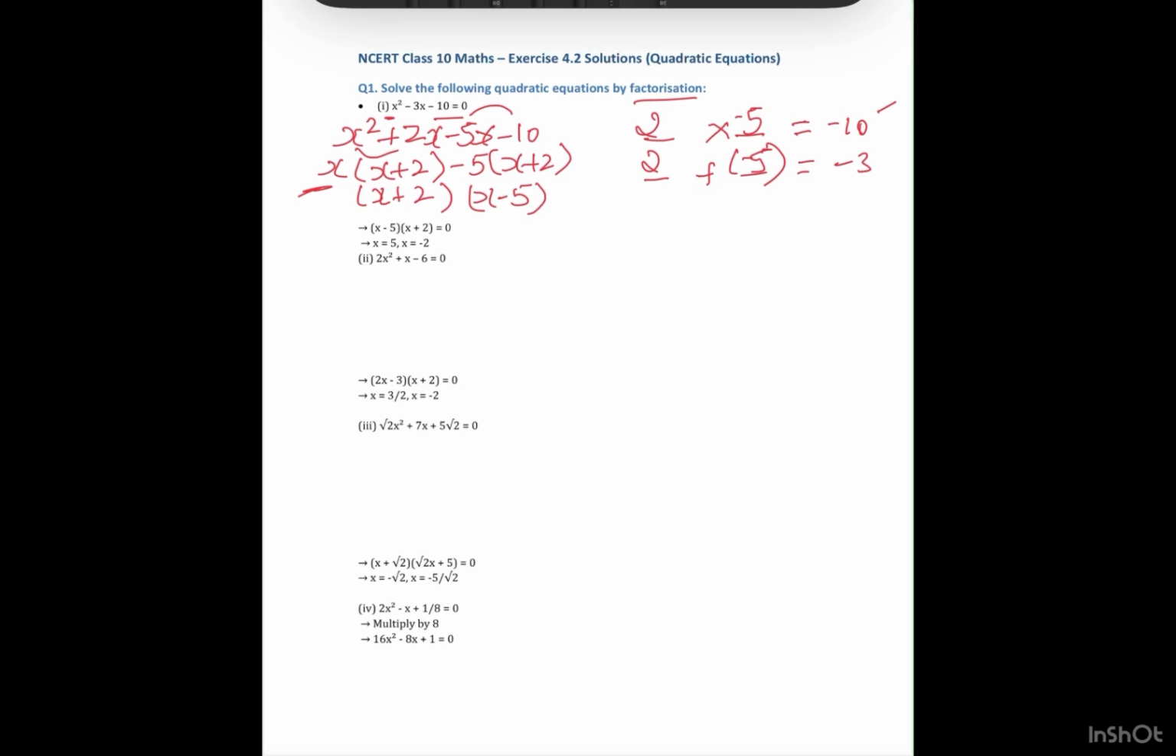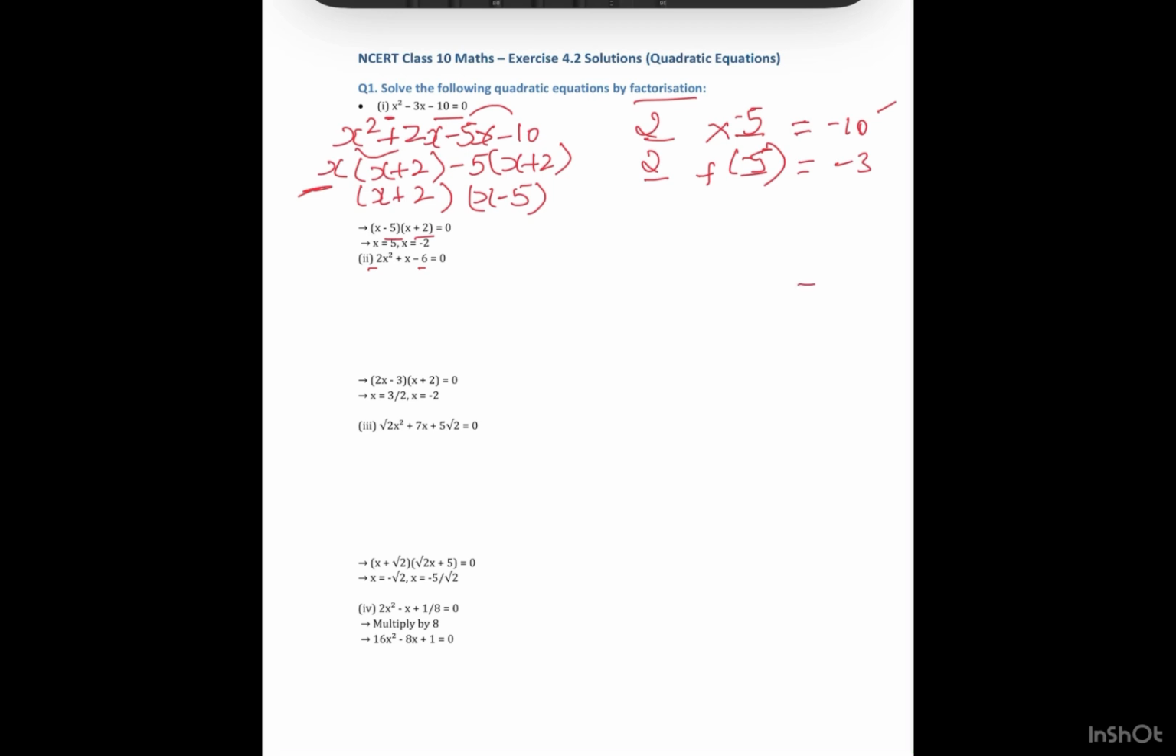This is equal to 0. So when we equate x plus 2 is equal to 0, we'll get the value of x as minus 2, and when I equate x minus 5 is equal to 0, I'll get the value of x is equal to 5. So this is the way we are going to follow to do splitting the middle term.